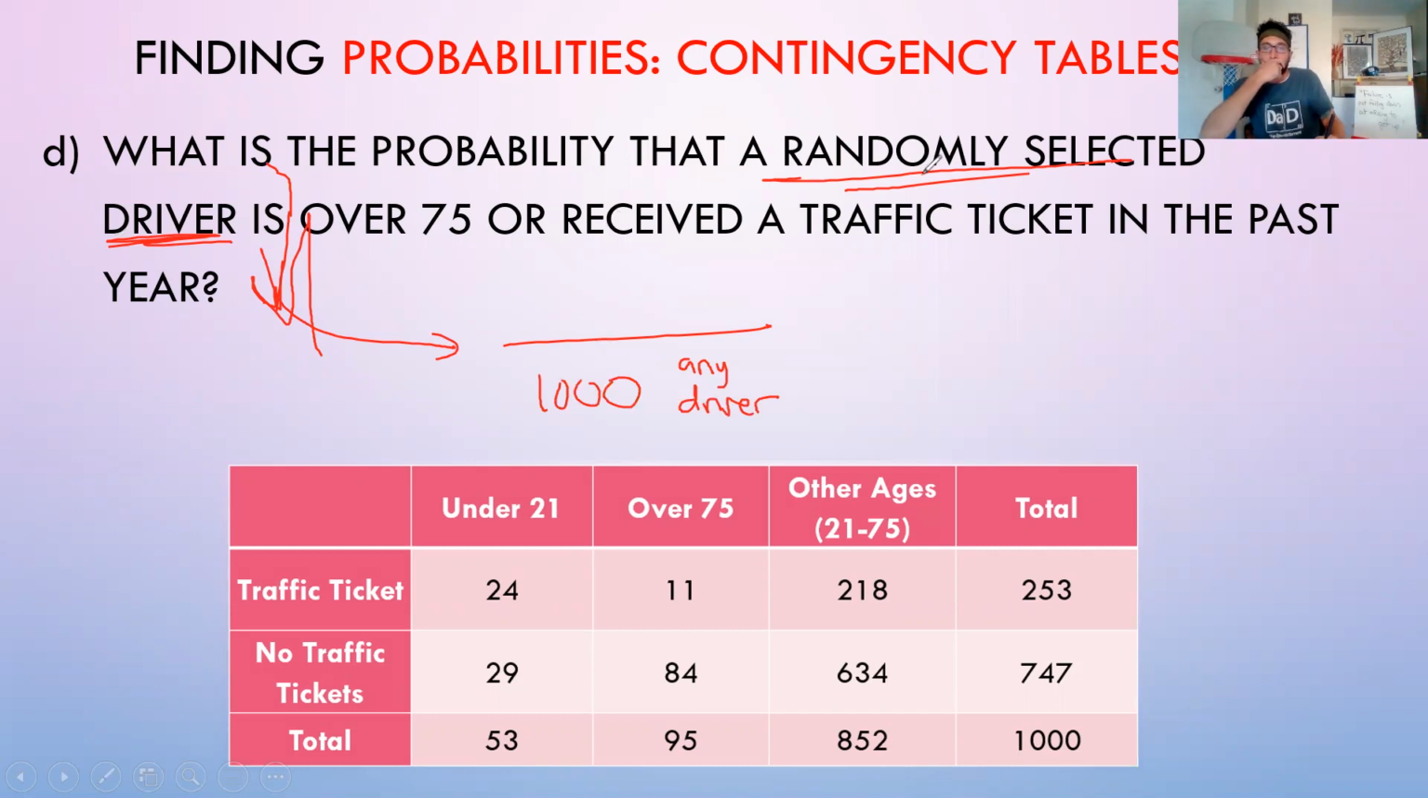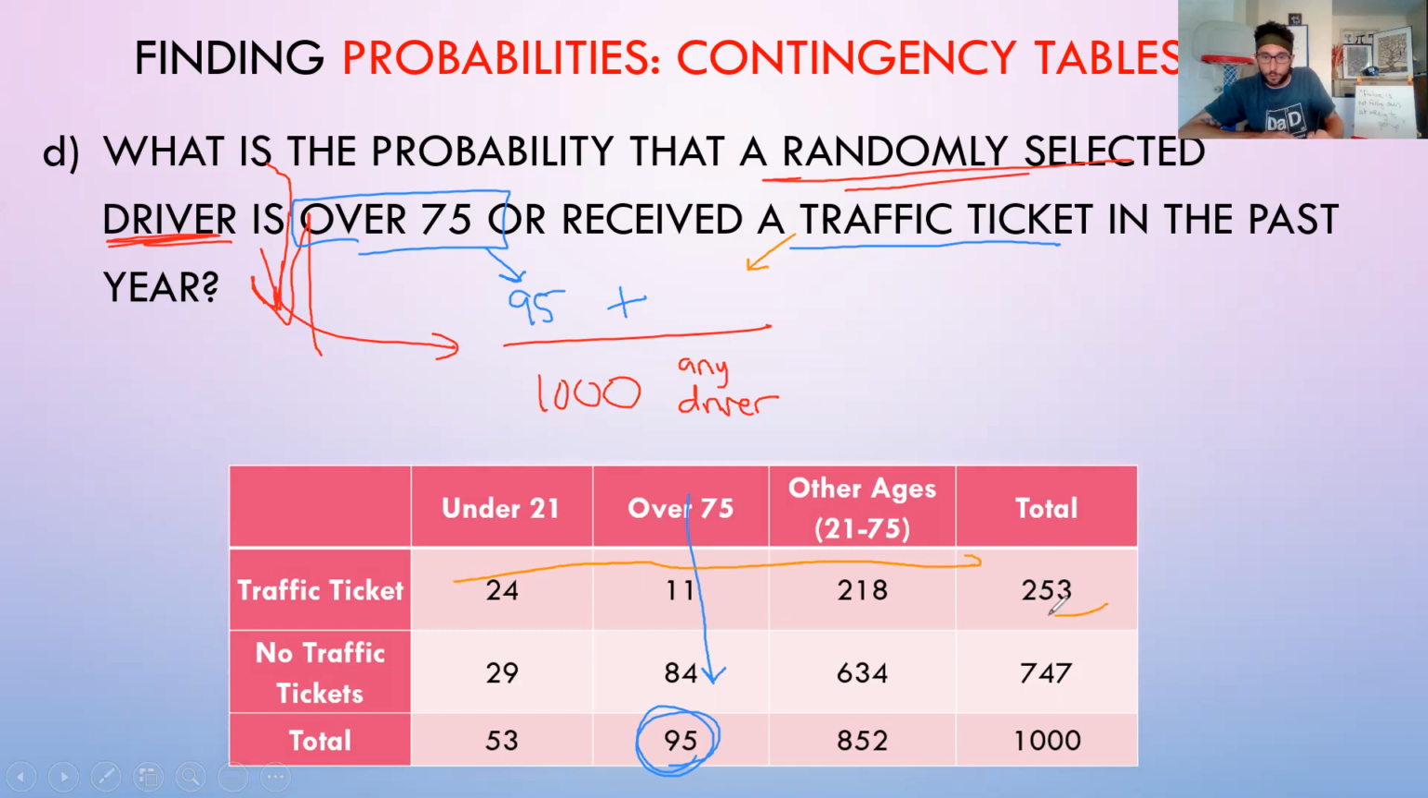So we want to know what's the probability they got a ticket or were over 75. Well, over 75, there's 95 of those people. So we had 95 people over 75, plus we've also got 253 people who received a ticket. So this gives us 348 out of 1,000, or 0.348, which I will tell you is the most common incorrect answer. I told you I like to do that.